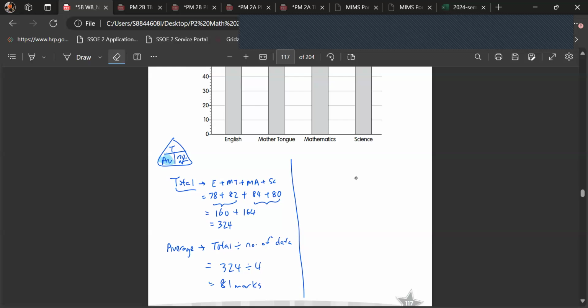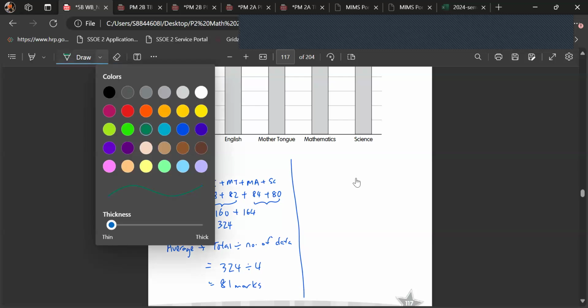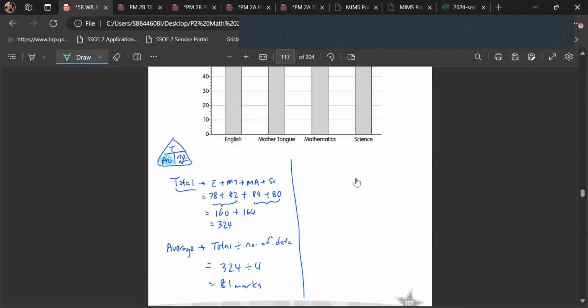Okay, so I'm going to draw in green and I'll share with you what I call the share the tail method. Let me write here for you, for example, English is 78. Mother tongue is 82, Maths is 84, and Science is 80.